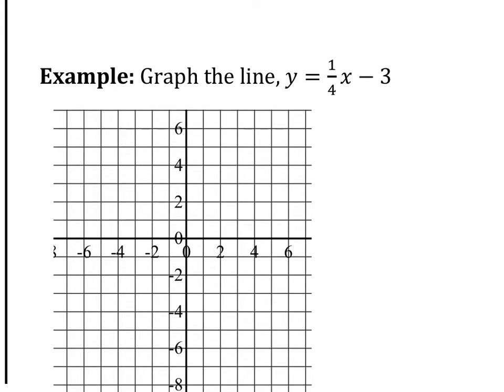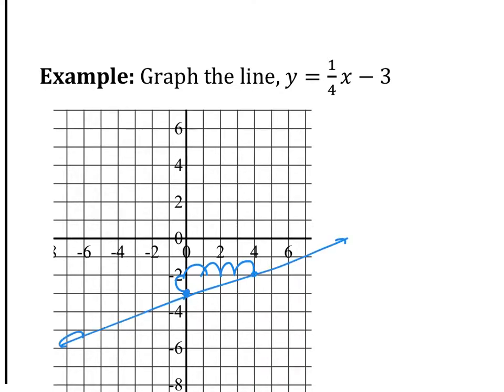Just graphing this line. You guys can do this. So, graphing review. All right, so you probably know how to graph this. So you start at -3, it goes up 1/4. And then just draw a straight line through.